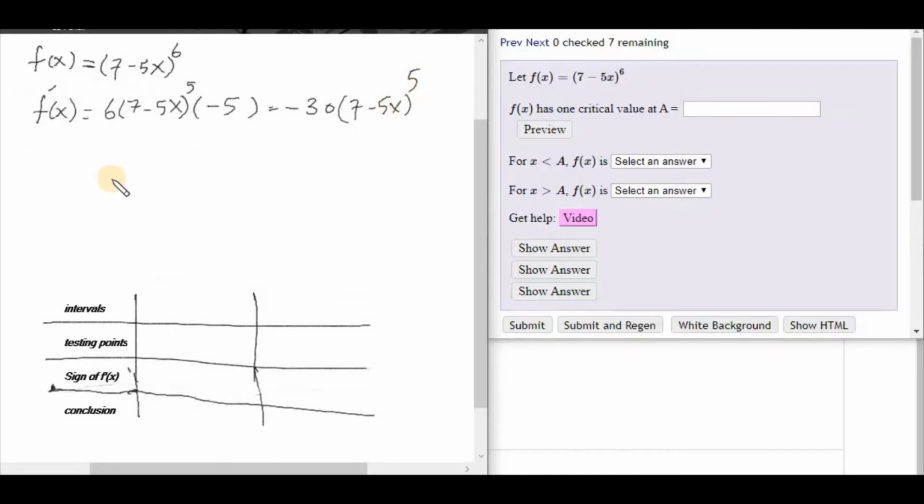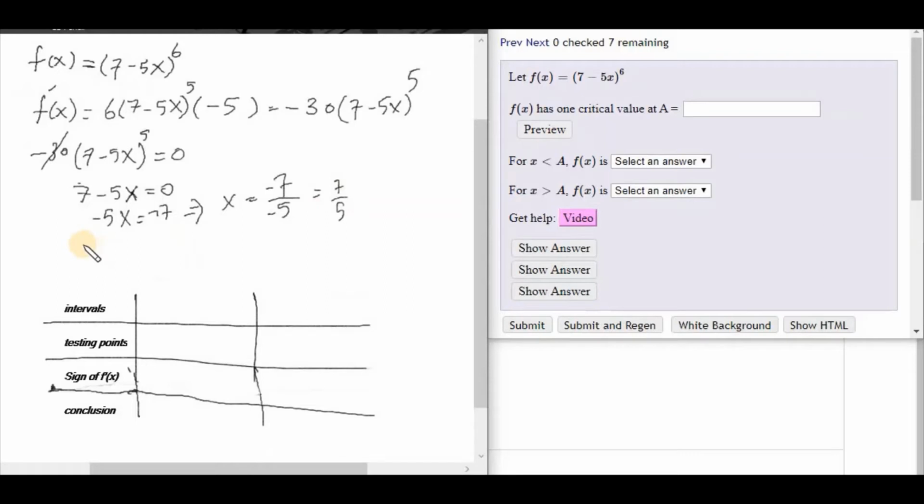Now we need to make the derivative equal to 0 in order to find those critical values. So we're going to say negative 30 times 7 minus 5x all to the fifth power is equal to 0. We can divide by 30, so the 30 will be removed. And then take the fifth root of both sides of the equation, so we will have 7 minus 5x is equal to 0. And then we solve this equation, so we will have negative 5x is equal to negative 7. And based on that, we will have x is equal to negative 7 over negative 5, which is 7 over 5. So we have this critical value.